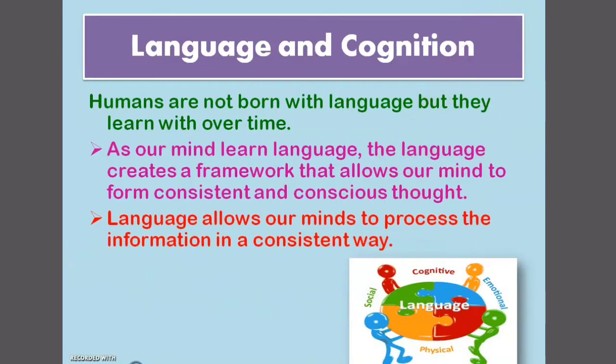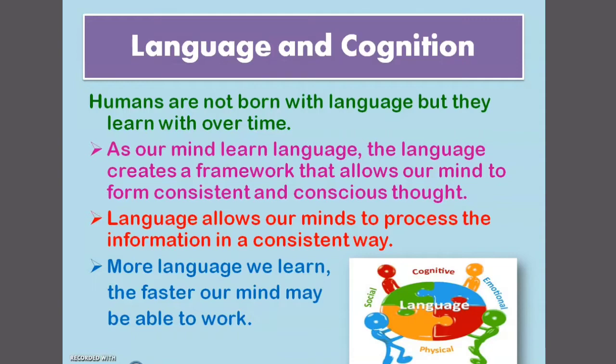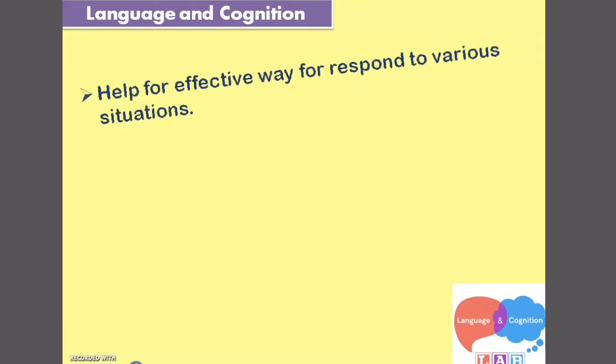Next, language allows our mind to process information in a consistent way. In order to make our cognitive aspect consistent, we need language. The more language we learn, the faster our mind may be able to work. The more you learn the language aspect, the faster your mind works and cognitive development will be faster. We have some examples, like small children growing their cognitive aspect on the basis of language. First of all, they learn language, and after that their cognitive process starts.